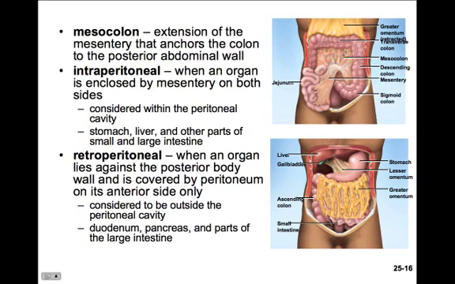We've examined a couple of organs already that are retroperitoneal. Retroperitoneal means behind the peritoneum, so they don't push through into the peritoneum and become lined or covered with a serosa. They're behind the peritoneal lining. The kidneys were a great example of this, and they're considered to be outside of the peritoneal cavity. The duodenum, a region of the small intestine, the pancreas, and some parts of the large intestine are retroperitoneal.